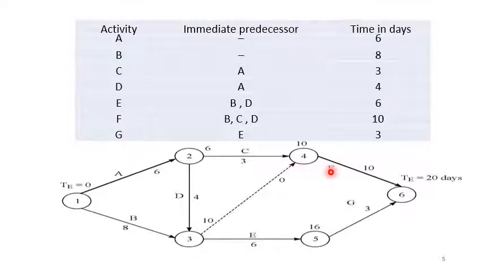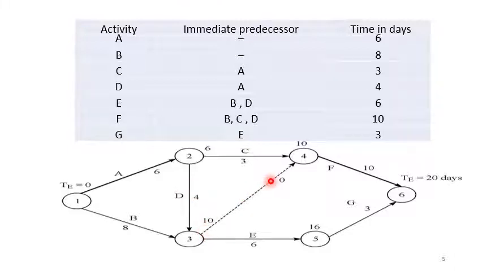Consider the network. Once D is complete, activity F can start only if C is also complete, and at the same time B also is a preceding activity to F. So F is dependent on 3 activities, B, C and D, for it to start. So F can start only when B, C and D are completed.